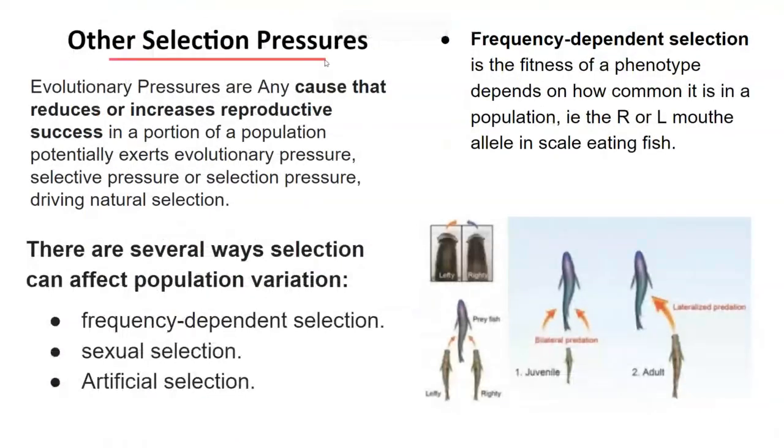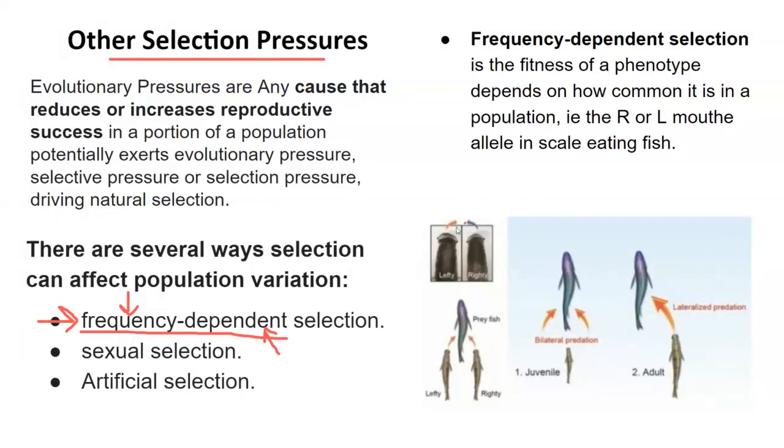All right, there are other types of selection pressures. For instance, frequency dependent selection. Don't get intimidated by that word, frequency dependent. It just means that the survival of that trait is dependent on how common or how frequent the trait is. For instance, if neither trait is dominant over the other one, left versus right, they will be passed on to the next generation at equal rates.